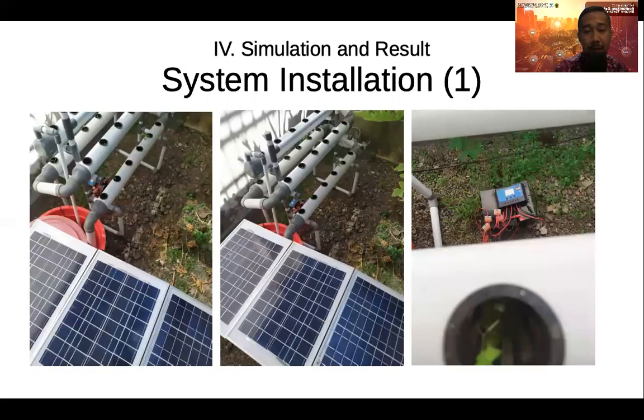Okay, so this is the system installation. This is the hydroponic system, and we put the solar cells not on the rooftop, on purpose, so it could be disturbed by the sun position. Okay, so it can simulate the condition of a portable hydroponic system. So we can install it in the middle of a forest or something, which has good environment conditions for the plantation without using any specific treatment.